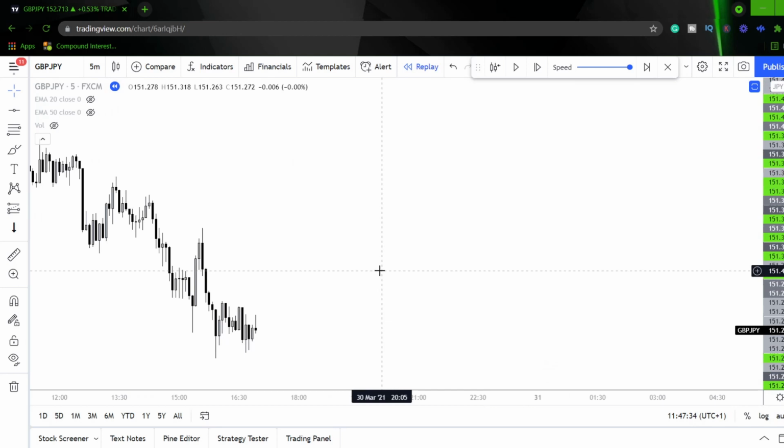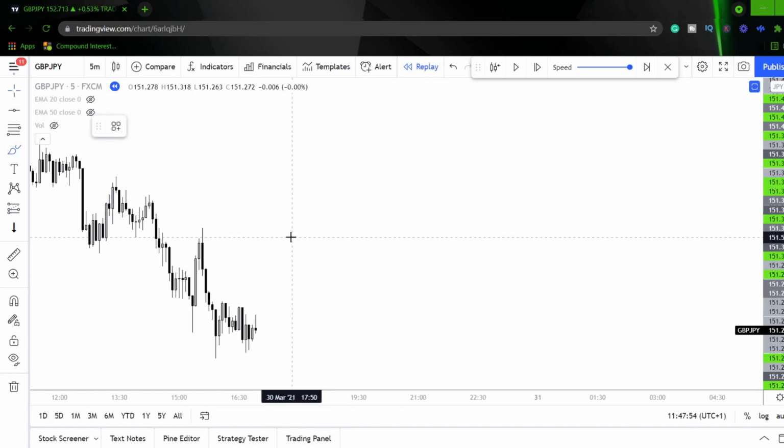So what do I mean by order flow? Order flow is how the price is delivered to us. How it's manipulated, how the orders are flowing through the market, and how we can capitalize off of these moves. First of all, we need to understand how moves are formed in the market.